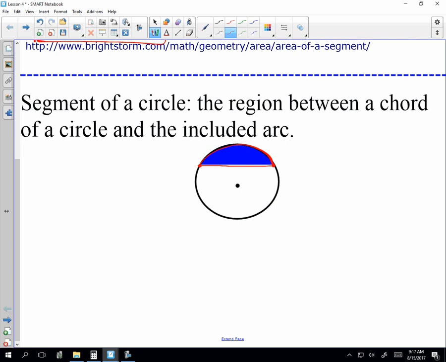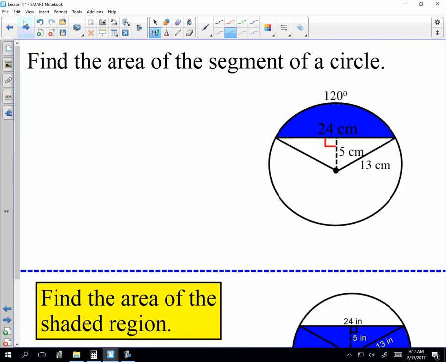So what we have to do is, how can we find the area of this shape? It's an odd shape, so we have to put a couple pieces together to help us find that. So now, when we look at the picture, what we actually have is a triangle, that's part one, and we have a sector.